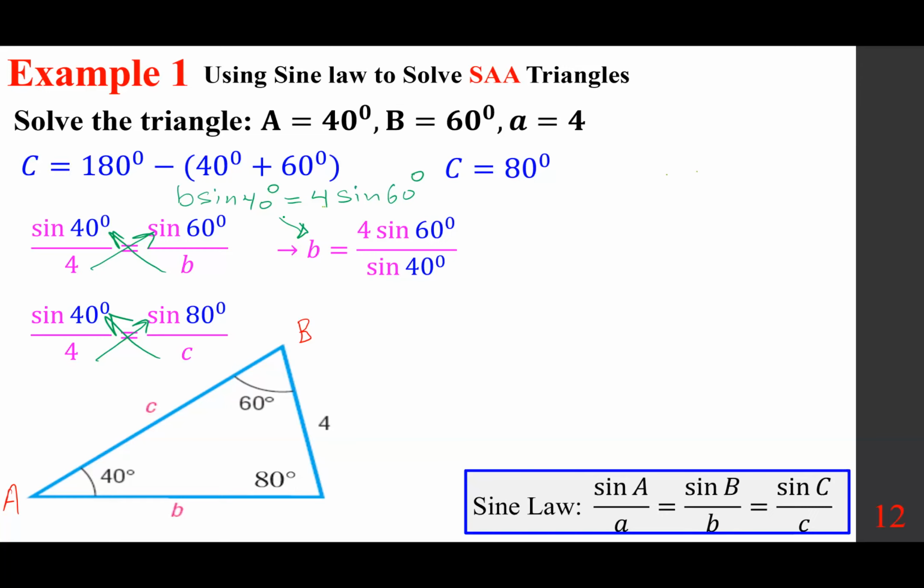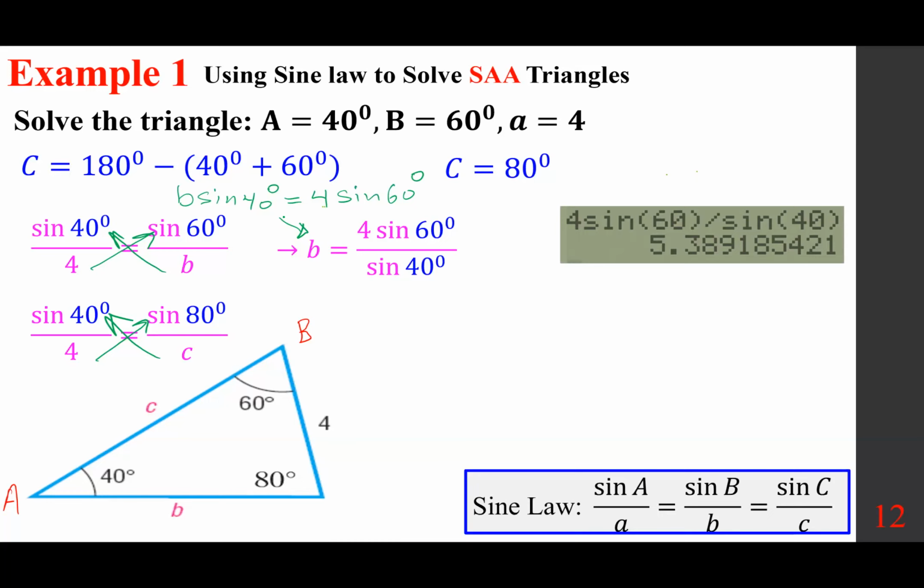So you put it into a calculator, 4 sine 60 over sine 40. By the way, sine 60, we know it to be square root of 3 over 2. But we don't know what sine 40 is, we want an approximation. And as far as the approximation is concerned, normally we go with 1 or 2 decimals unless they mention. So in this case, if we go with the second one, because next to it is 9, we take it up, so it becomes 5.39, okay? Because of this number 9, it goes up.